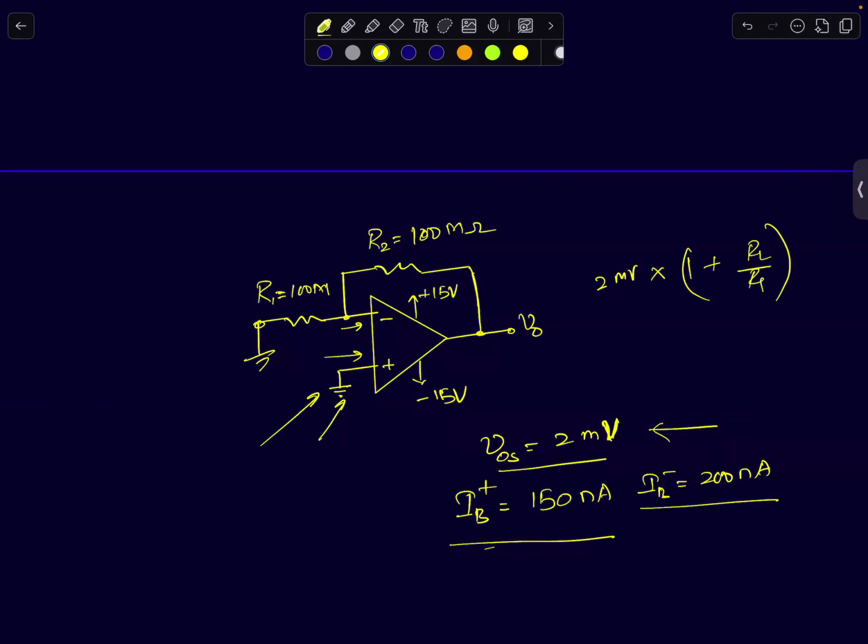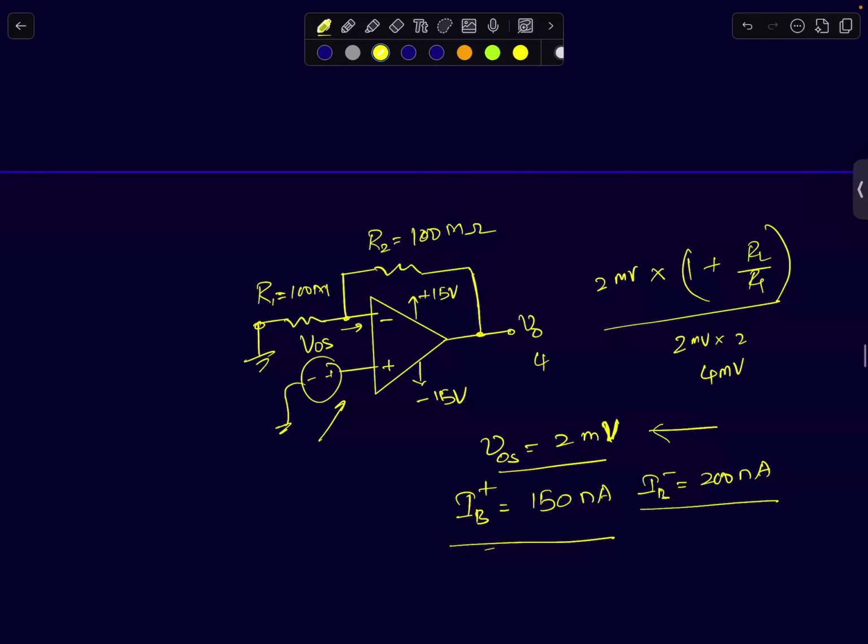Remember, if you recall from our previous lecture, you can model the offset voltage as a series voltage source to ground. So you're applying offset here, 1 plus R2 by R1. So it's a negative feedback. The gain will be 2 millivolts into 2, which is 4 millivolts. So the output voltage due to offset is 4 millivolts. Okay, so that's what your offset voltage is doing to the circuit.